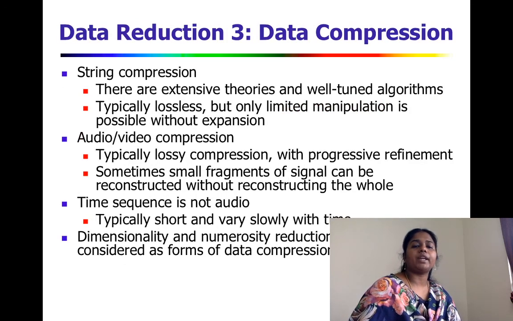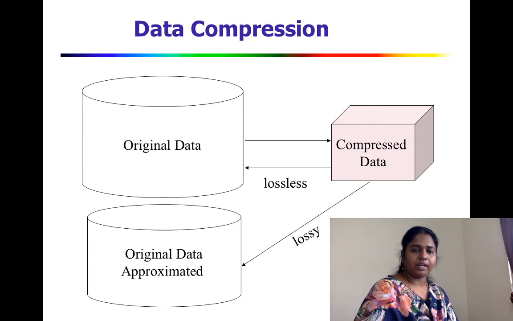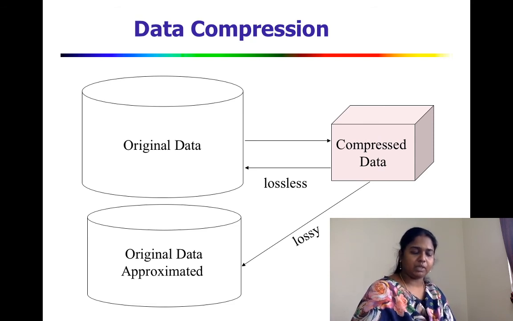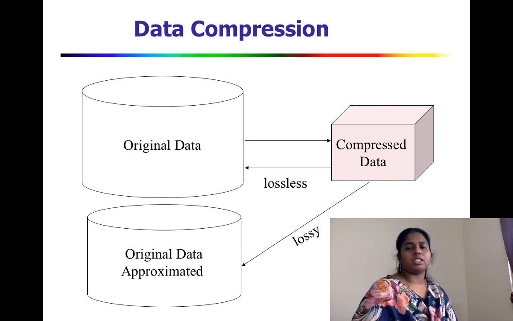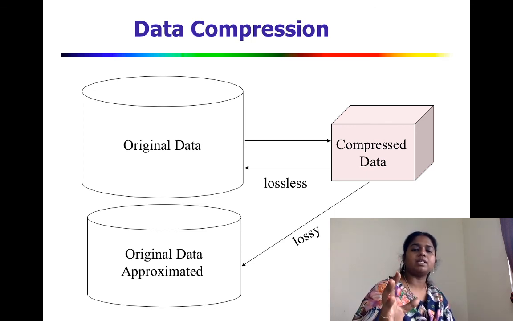The last form of data reduction is data compression. We all know there are two types of data compression. One is called lossy compression, the other is called lossless compression. In lossless compression, no data is lost. In lossy compression, some data can be lost, but it may not carry any analytical value. So the original data is some very big size. Then you have the compressed data, which is of a much smaller size. So data compression methods can also be used for reduction of data.